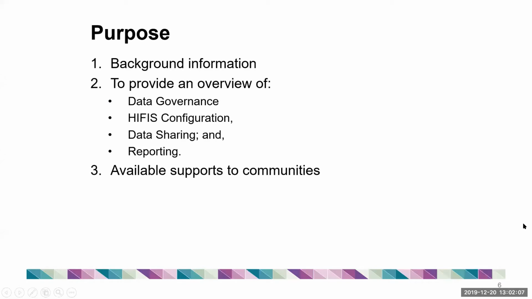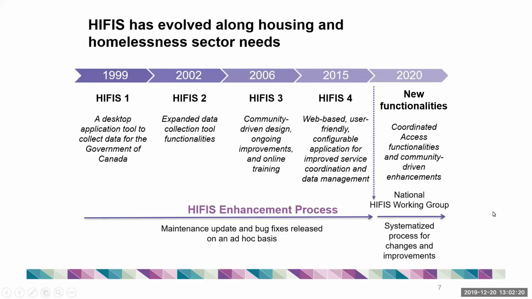I'll give a quick background of HIFIS, and then during my presentation I'll talk about four main things, and then at the end talk about available supports. This is just a high-level history of HIFIS and where it's come from and where it is now. The system was developed back in 1999 as a response to the United Nations criticism about the lack of reliable data on homelessness in Canada. And since then, HIFIS has evolved significantly in collaboration with communities such as yourselves.